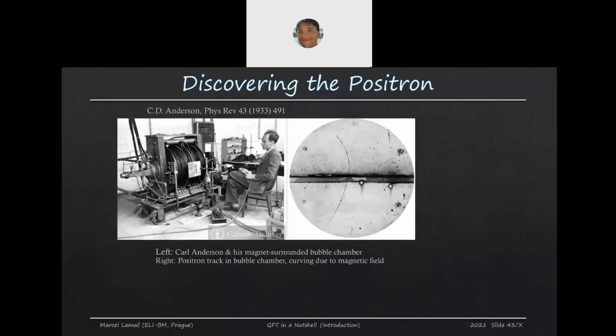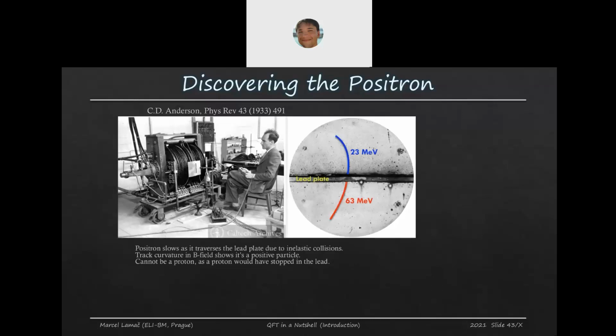So this is just a picture of Mr. Anderson, the discoverer of the positron, sitting next to his magnet surrounded bubble chamber, and on the right there is the positron track, and it's curving due to the magnetic field. The positron slows down as it travels in the lead plate. As you can see, it has a large radius of curvature with 63 MeV in the magnetic field, and after the lead plate, it has only 23 MeV, and the curvature is much larger.